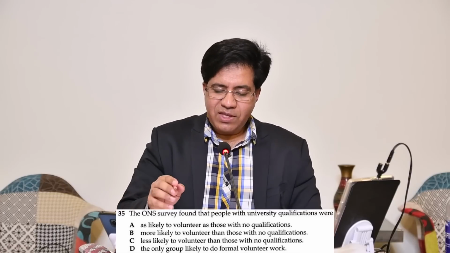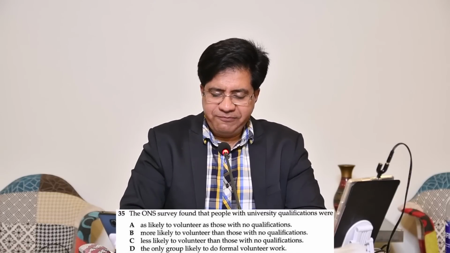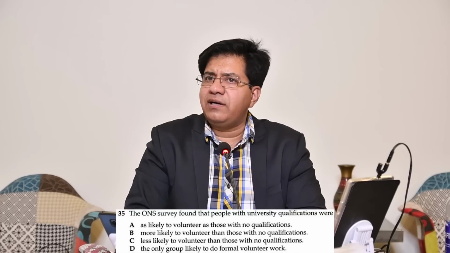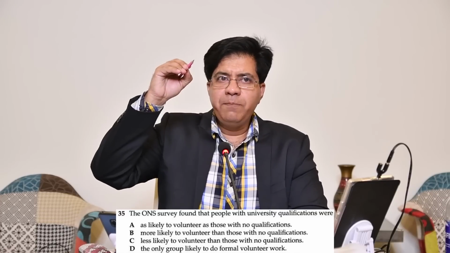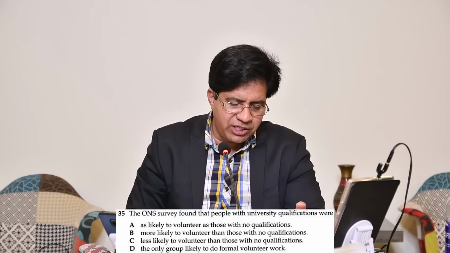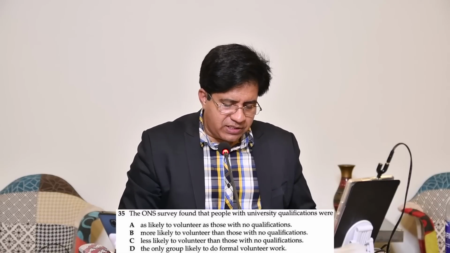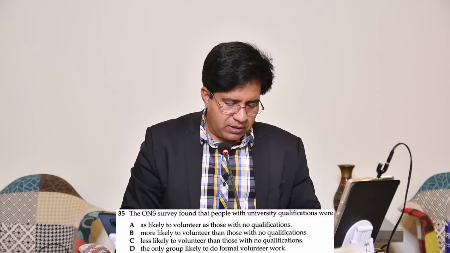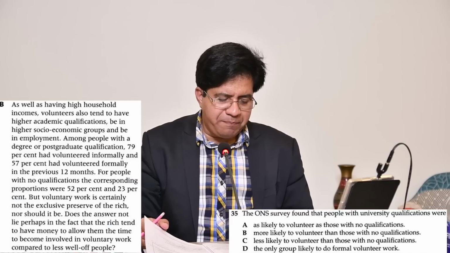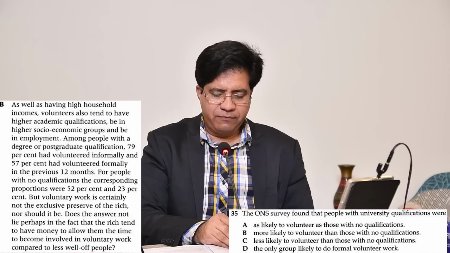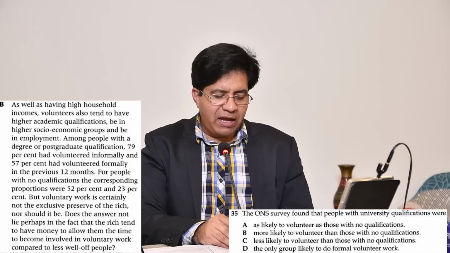Okay? All right, let's go on. 35. ONS survey found that people with university qualifications were. Now, ONS survey, people with university qualifications. Exactly. Paragraph B. Please come to paragraph B, 5th line. Among people. Found it?